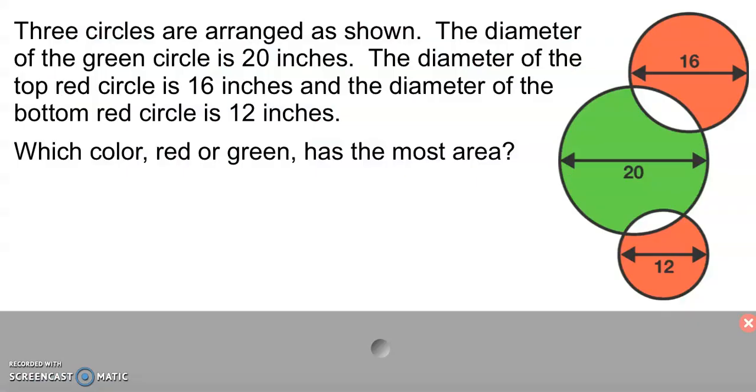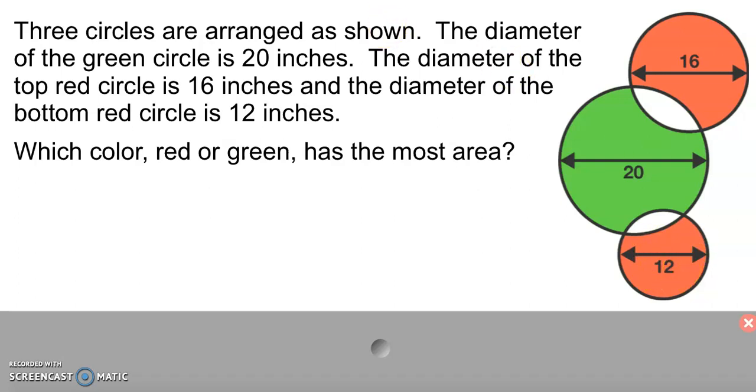Well, let's take a look at another type of problem that's kind of related to the snowman problem. I've got three circles here arranged as shown. I've got the green circle with a diameter of 20, a red circle with a diameter of 16, and a circle with a diameter of 12. Which color has the most area? So not necessarily which circle, but which color? Is there more green area here, or is there more red area between the two circles?